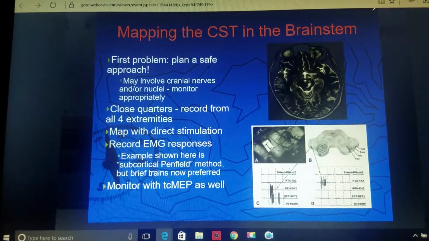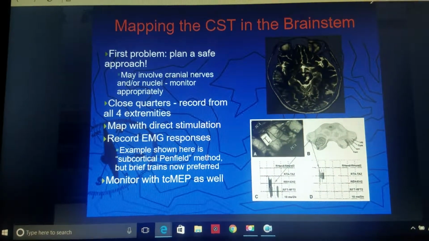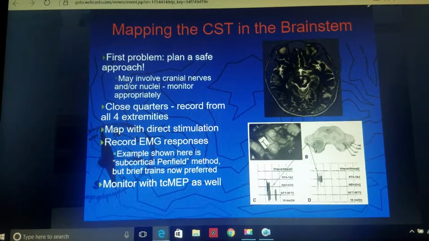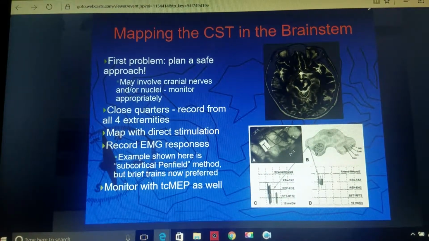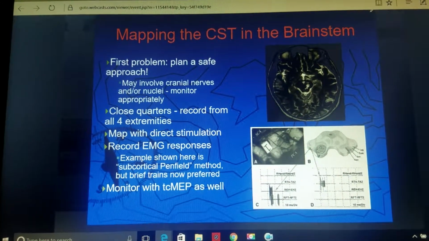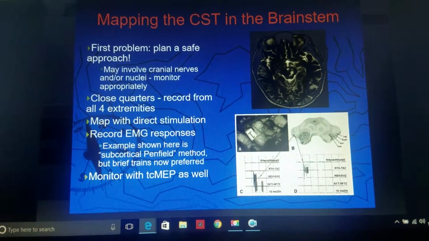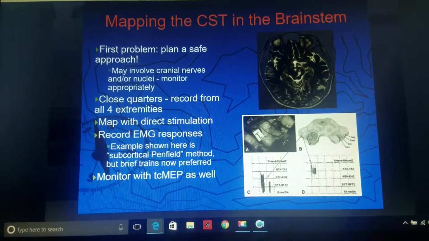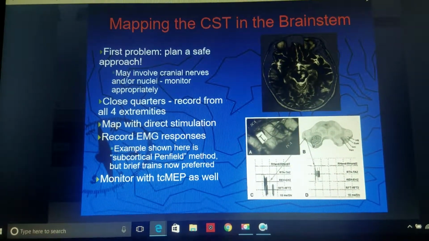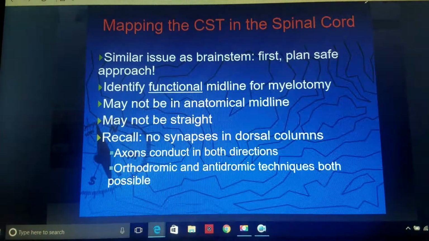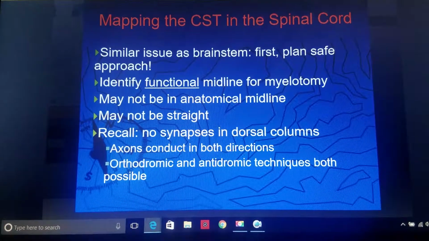You see some examples here from older data using what I'm calling the subcortical pinfield method with prolonged trains, but now of course we would do this, just like we have been doing, with the brief trains and time-locked responses. And of course now if you're down here, there's no contraindication to also having scalp electrodes and doing transcranial motor potentials, because if you're going after a tumor down here, you're obviously not going to expose the motor cortex for a strip electrode. Moving on down to the spinal cord, we have a similar issue.